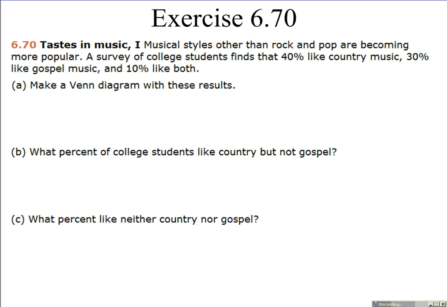Problem 70. Musical styles other than rock and pop are becoming more popular. A survey of college students finds that 40% like country music, 30% like gospel music, and 10% like both. Make a Venn diagram with these results.